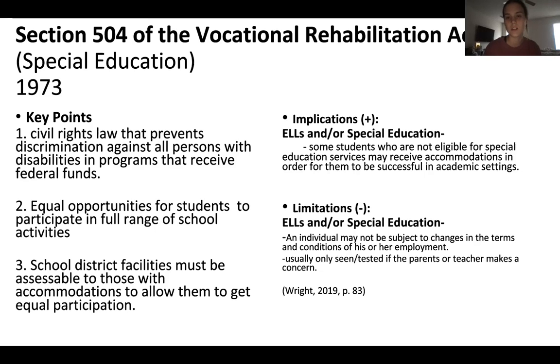Some of the implications are that some students who are not eligible for special education services may receive accommodations in order for them to be successful in academic settings. Some of the limitations are that an individual may not be subject to changes in the terms and conditions of his or her employment, and usually students are only seen or tested if a parent or teacher raises a concern.